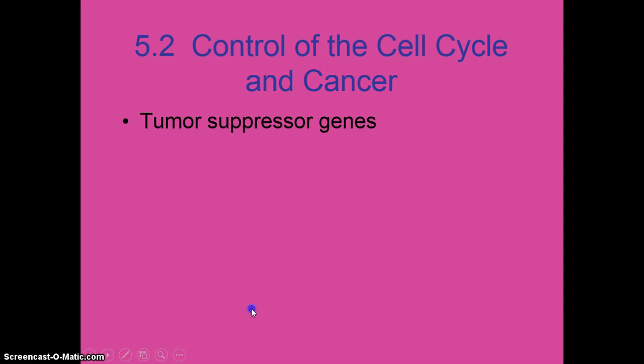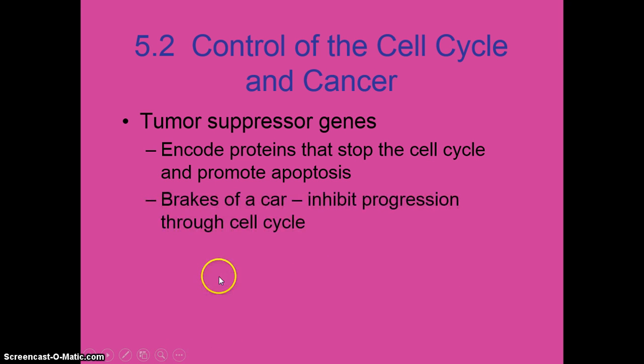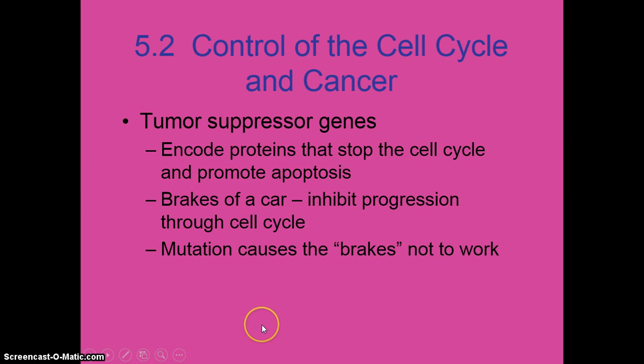Now the tumor suppressor gene is a little bit different. It encodes proteins that stop the cell cycle and promote apoptosis. So these are like the brakes of the car. They inhibit progression through the cell cycle. So the mutation causes the brakes not to work.